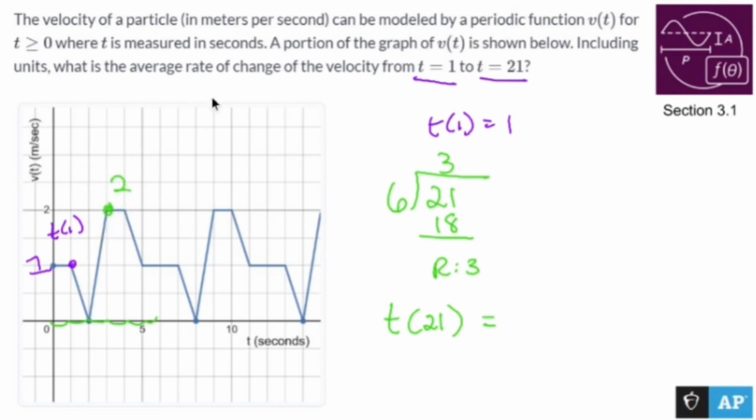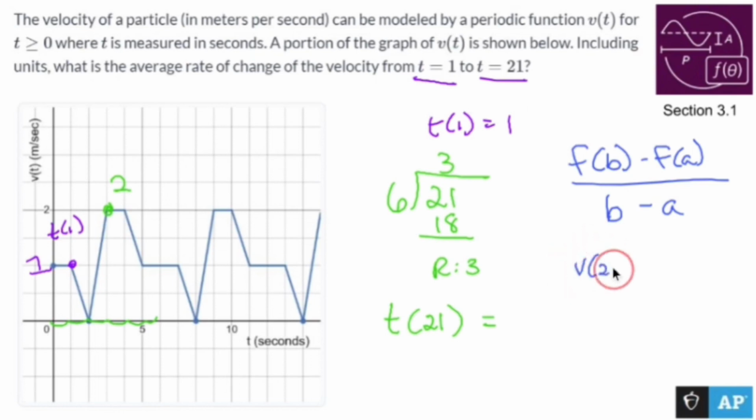Okay, so now we need to set this up. We are being asked to find the average rate of change. The average rate of change is given by the formula f of b minus f of a over b minus a. Well, in this case, I don't have f's, I have v's. So it's going to be v of 21 minus v of 1 over 21 minus 1. V of 21 we already said is 2.